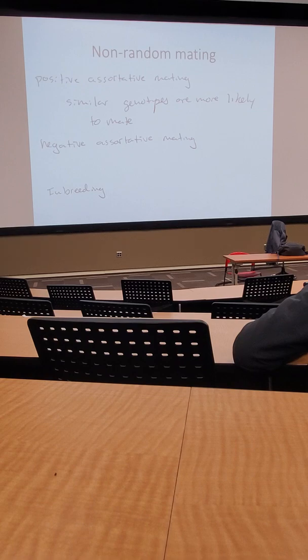So then negative would be the opposite, right? So this would be dissimilar genotypes would be more likely to mate. So here it would be like we're doing big A by big A, right? Genotypes that are the same preferentially mate. Here it would be dissimilar. So you get matings like that. And it's going to be way more complex than single locus dynamics, but hopefully that will illustrate it in terms of genotypes. So then what's inbreeding?